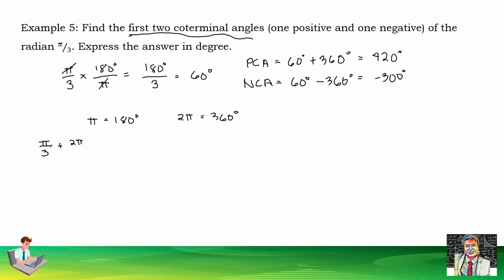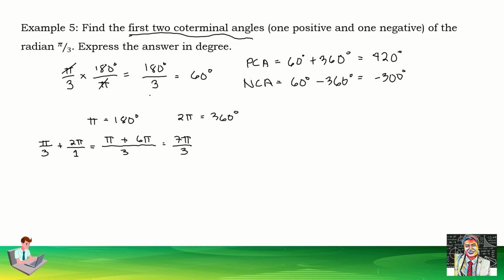Since this is a fraction form, gawin na natin fraction yan, 2 pi over 1. Paano ba tayo nag-a-add? Di ba, we get the LCD. The LCD niyan is 3. 3 divided by 3 is 1, times 5 is 5. Copy the operation, which is plus. 3 divided by 1 is 3, times 2 is 6. So, 5 plus 6 gives us 7 pi over 3. Kung hindi naman kailangan i-express yung answer natin into degrees, ito na yung answer.